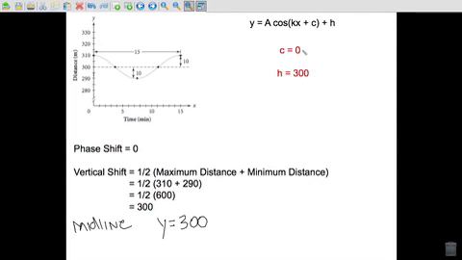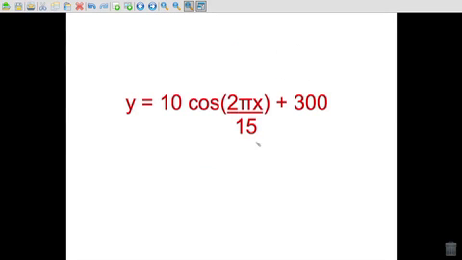So we'll plug in 0 for C and 300 for H. And that means once we've got all of those in, we get y is equal to 10 cosine of 2 pi x over 15, plus our 0 for C, plus our 300 vertical shift.